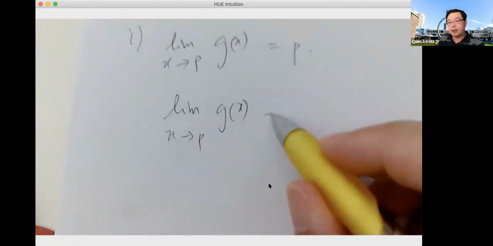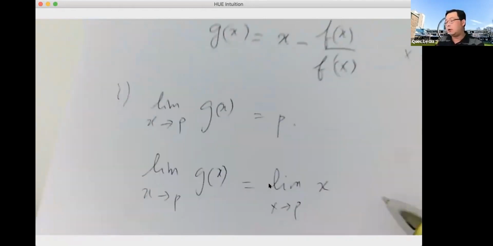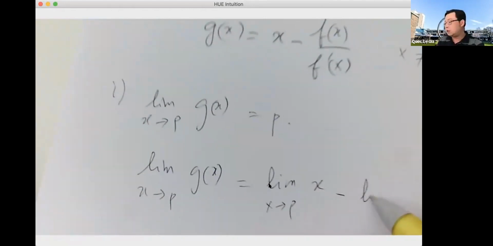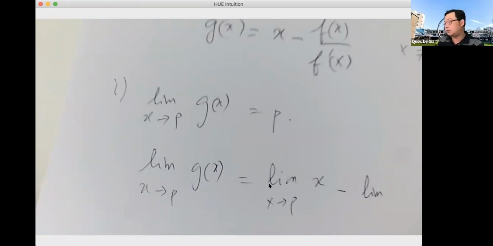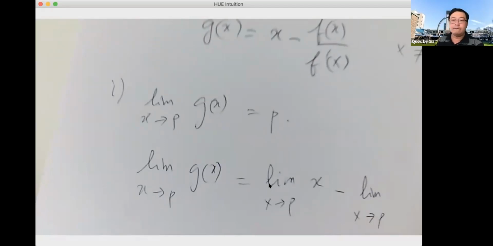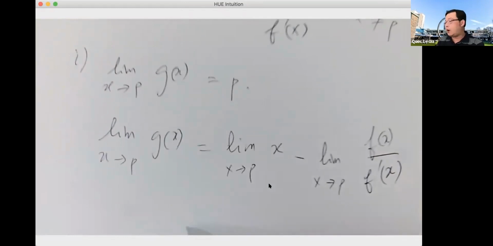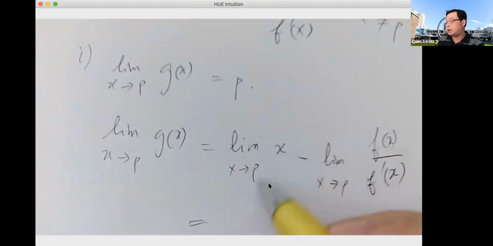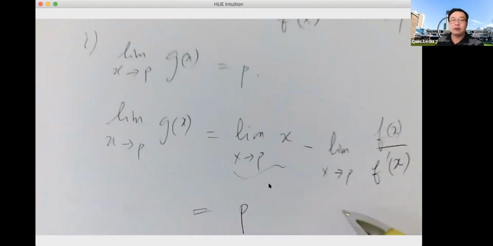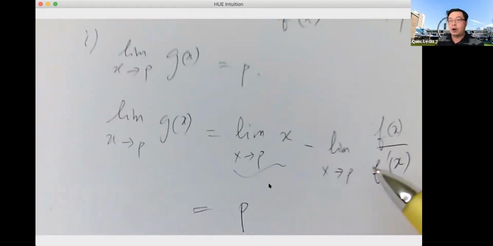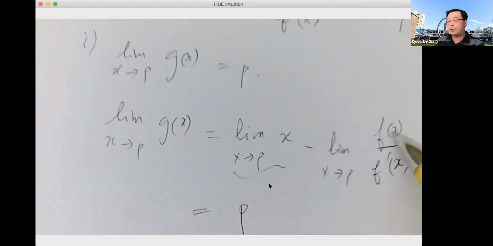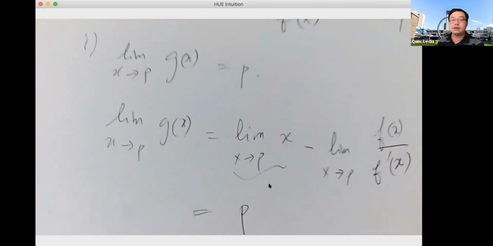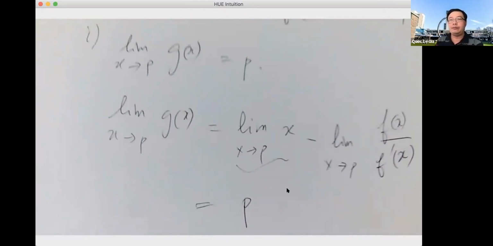And you see, you can split the limit into two limits. So limit is linear, so you can split into this. Okay. So the first term is okay because there's no singularity, because when x goes to p, then this one is just equal to p, right? How about the second one? The second one, when x goes to p, you have f of p, which equals 0, and f prime p equals 0. So you have 0 over 0. So you have an indeterminate form.